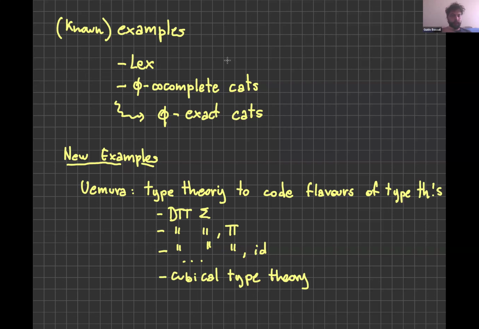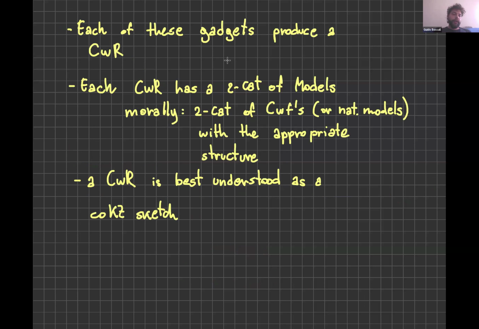Indeed, a couple of years ago, Taichi Uemura introduced formal type theory to code flavors of type theories, such as dependent type theory with sigma types, with pi types, with identity types, and so on, and all kinds of type constructions. And it also includes cubical type theory. For each such gadget, he can produce what is called a category with representable maps, which is quite like the display map categories that Matteo was talking about before, but with a quite different flavor.